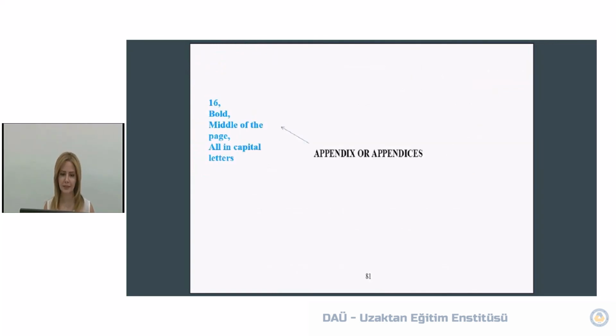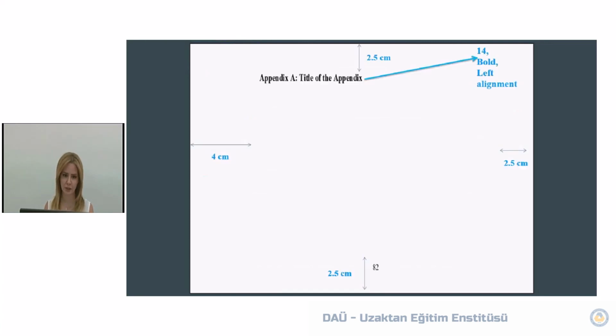For the appendix or appendices as a header, again, it should be 16 bold and all in capital. Try to put this one on a blank page with page number approximately in the middle of the page. If you have one appendix, you should write only appendix. If you have more than one appendix, you use the plural form, which is appendices. For the appendix, title the appendix on the left alignment with 14 PT and bold.